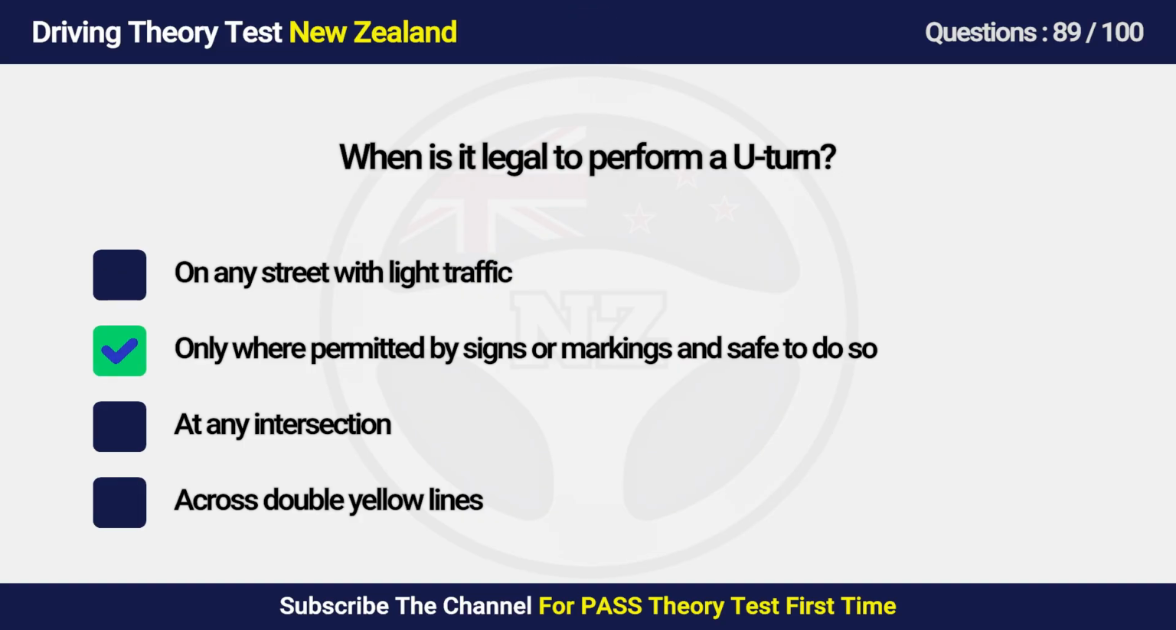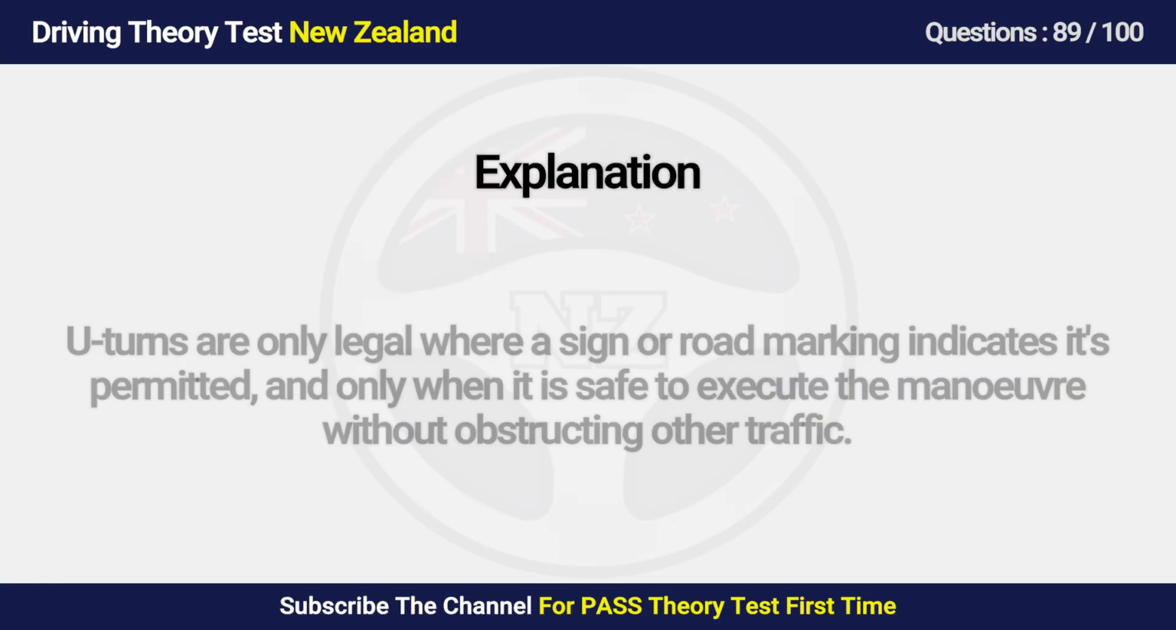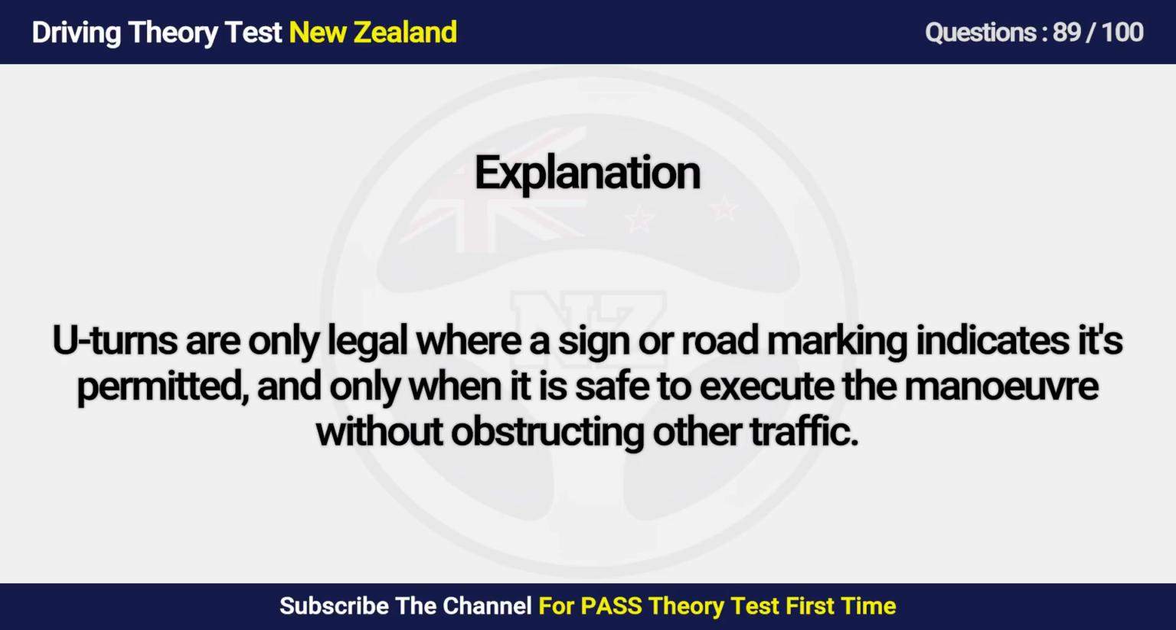Answer is B. Only where permitted by signs or markings and safe to do so. U-turns are only legal where a sign or road marking indicates it's permitted, and only when it is safe to execute the maneuver without obstructing other traffic.